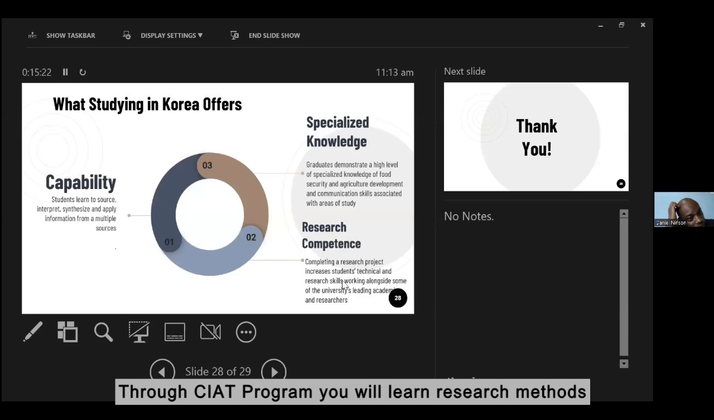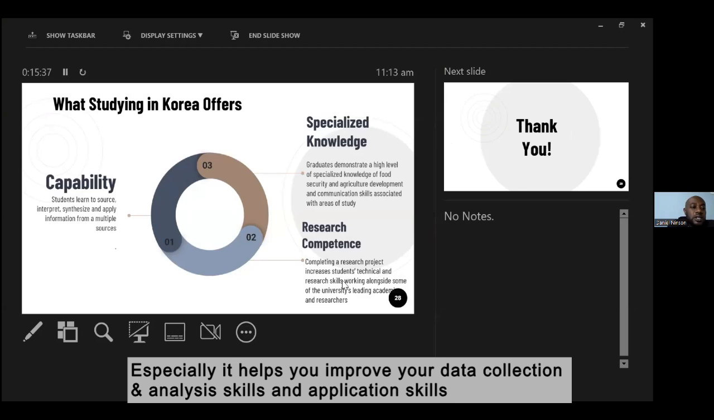So as I wrap up, there are a number of things that you stand to gain through studies in Korea. This is heavily focused on the research experience. Your capability in terms of analysis, sourcing for information, interpreting, and applying them is also enhanced, because it's more of a self-learned system where you are only given guidance, but much of the work is also dependent on you.